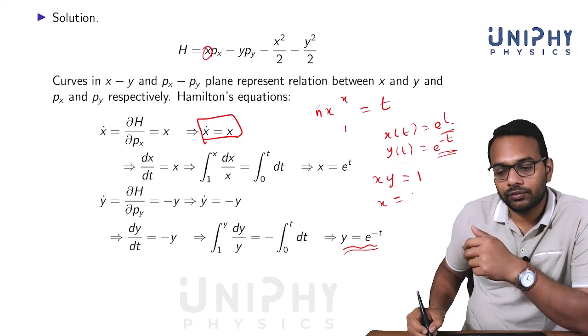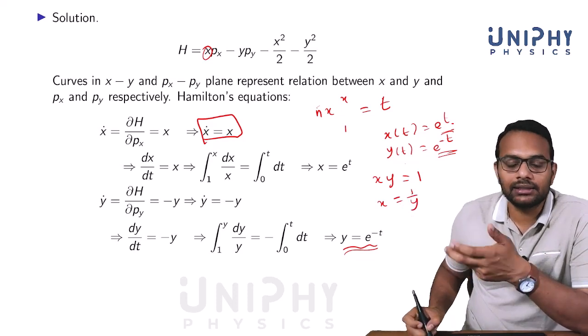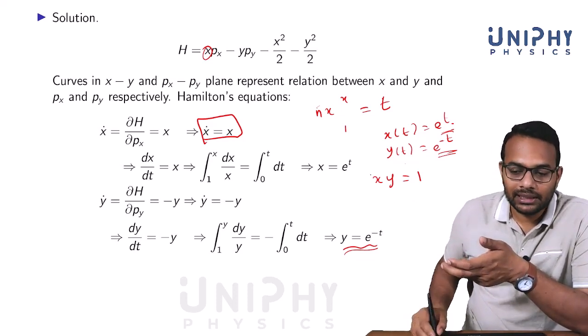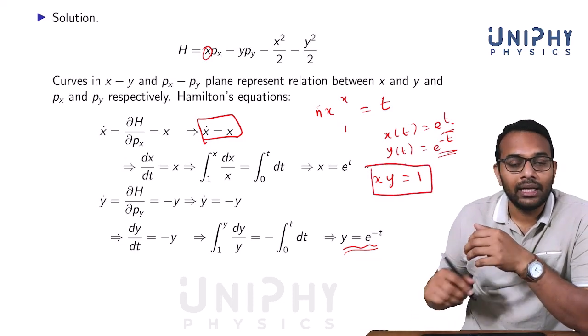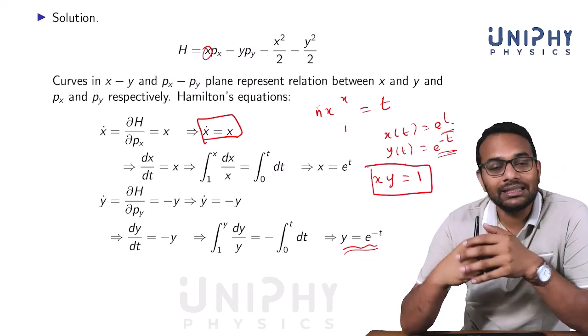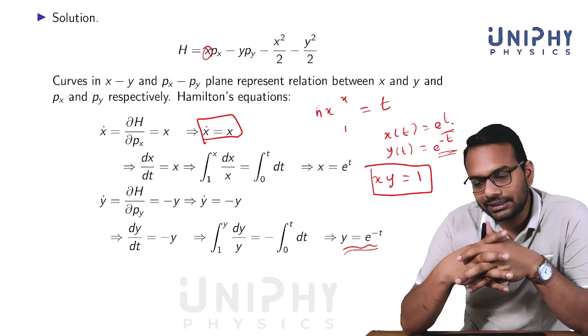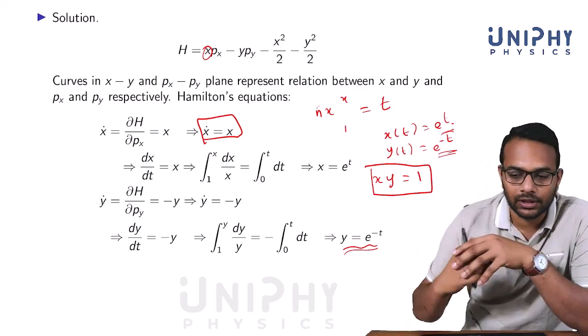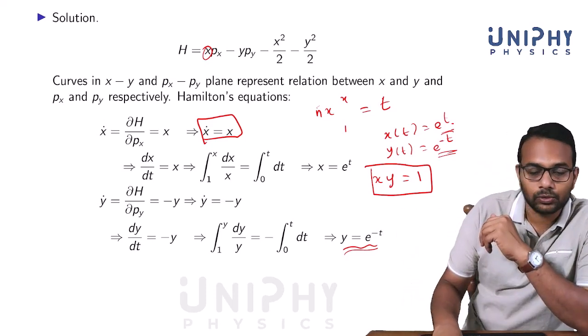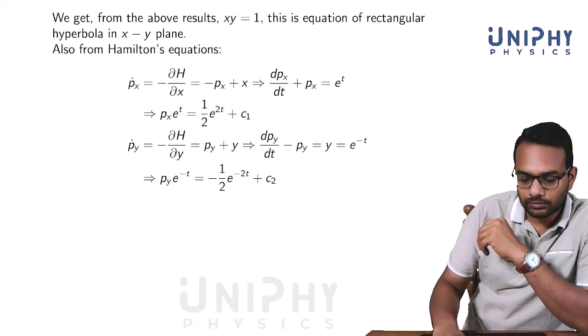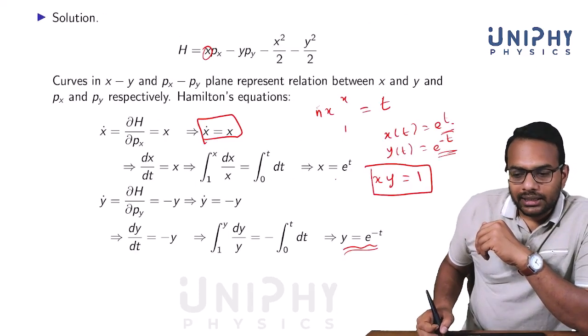Alright, x of y is equal to 1 by y, something like that. But it's more enlightening in this form: xy is equal to 1. Now this is an equation for a particular kind of curve. xy is equal to constant.